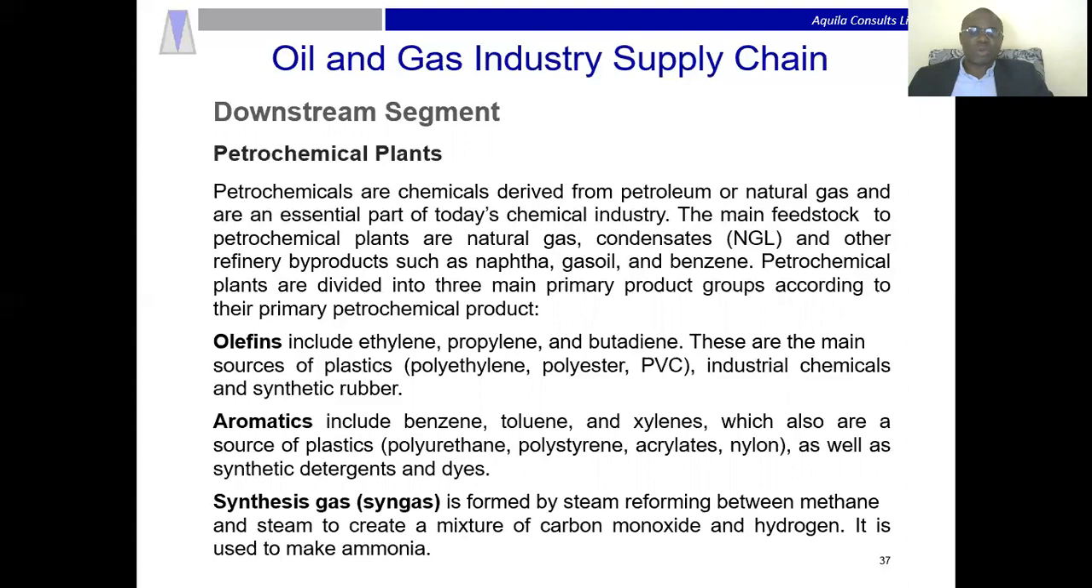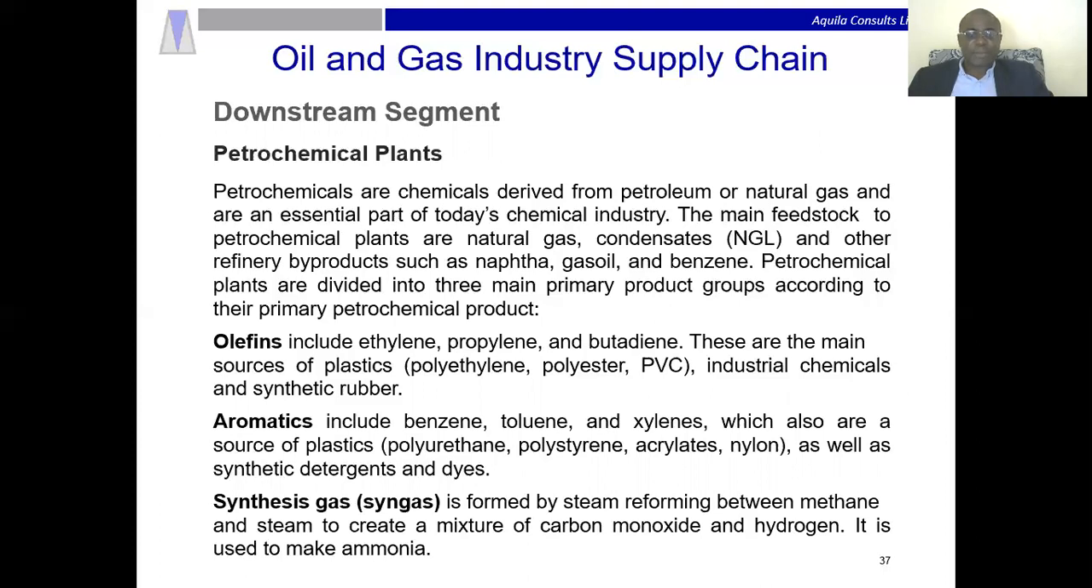So some of the products you obtain from the petrochemical plant include olefins, which includes ethylene, propylene, and butadiene, which are what you use to make plastics, including polyethylene, polyester, and PVC, and some industrial chemicals and synthetic rubber. Another group of products from petrochemical plants are called aromatics, which include benzene, toluene, and xylenes, and they are a source of other types of plastics, including polyurethane, polystyrene, acrylates, and nylon, and also synthetic detergents and dyes.